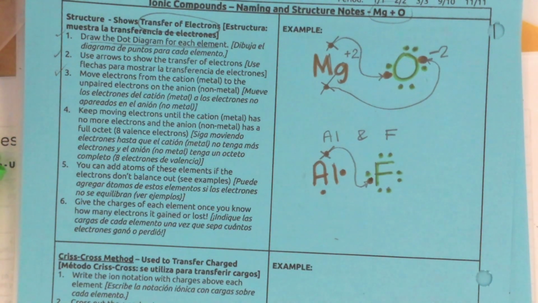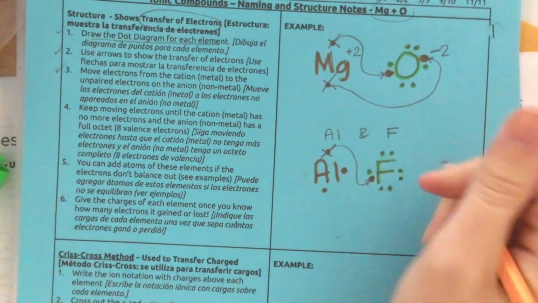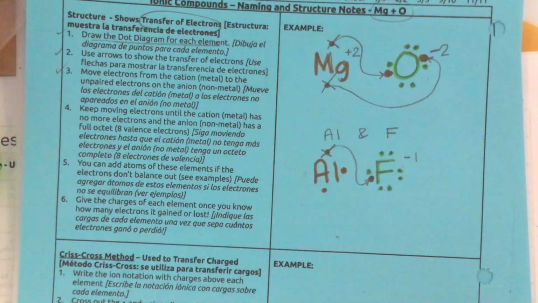Let's go ahead and check. Are we done? Fluorine has a full octet. 1, 2, 3, 4, 5, 6, 7, 8. So it's good. It has a -1 charge. Right? We don't need to write the 1, but I wrote it anyway. What about aluminum? Aluminum still has 2 valence electrons.